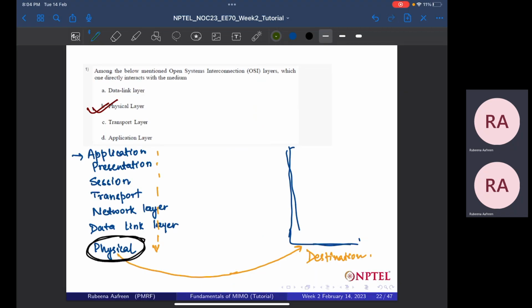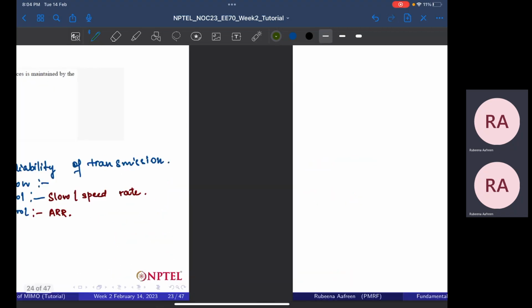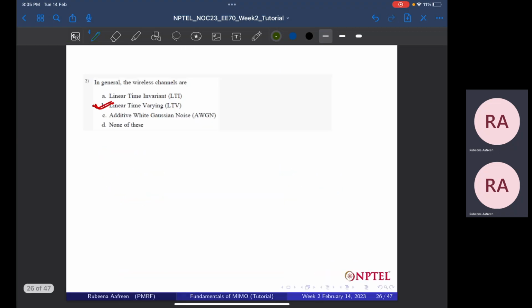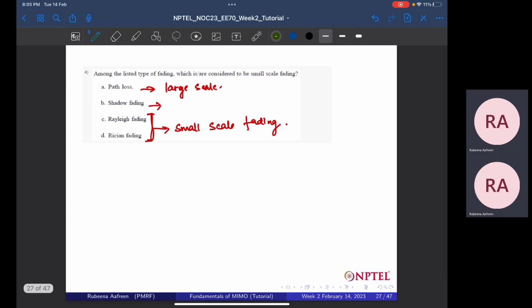Then we moved on to the discussion of different questions that are based upon the topics that we discussed. So I hope this much is clear.